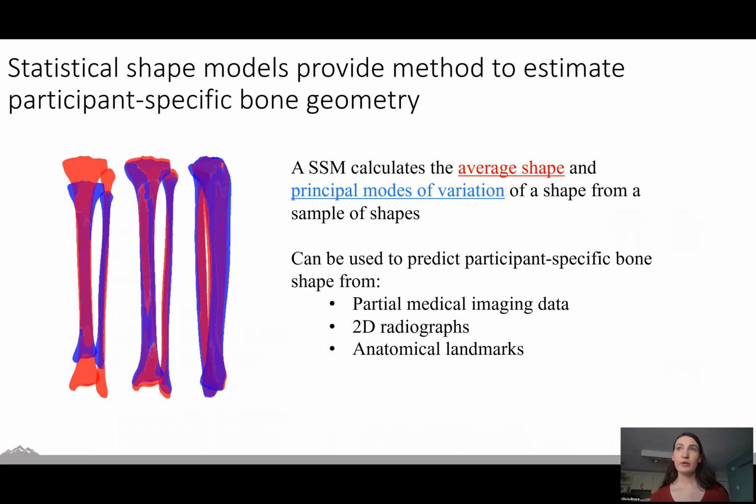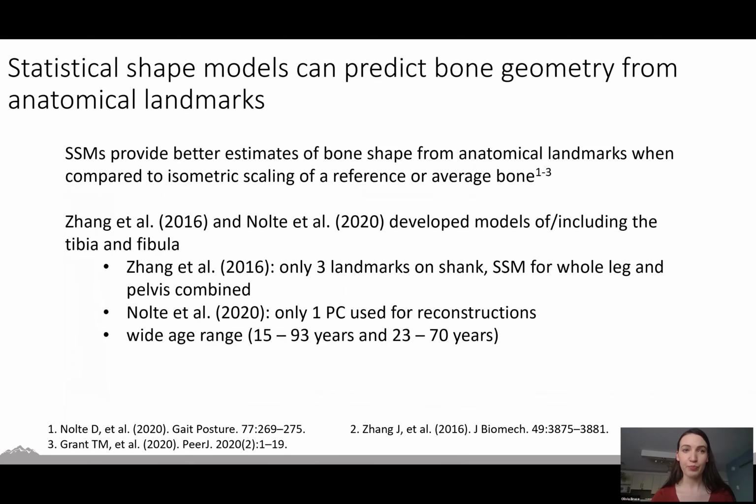Another approach that could be used to predict bone geometry is statistical shape modeling. An SSM calculates the average shape, which is shown in the figure here in red. It also calculates principal components, which represent variations in shape, and those are shown in blue. This is calculated for a sample of shapes. Among its many applications, statistical shape modeling can be used to predict bone shape from partial medical imaging data, 2D radiographs, and even anatomical landmarks.